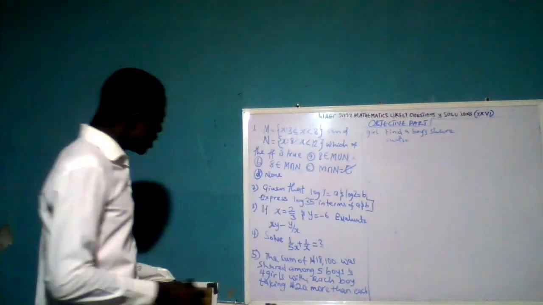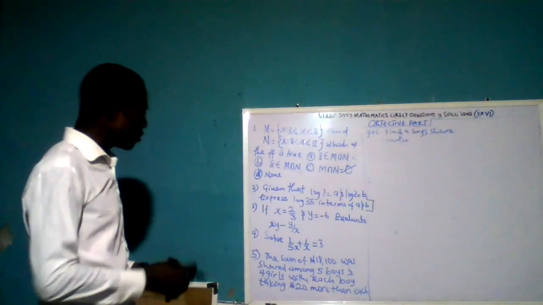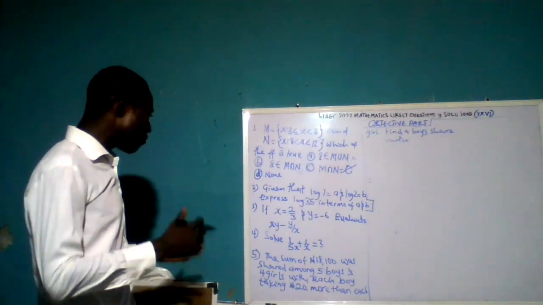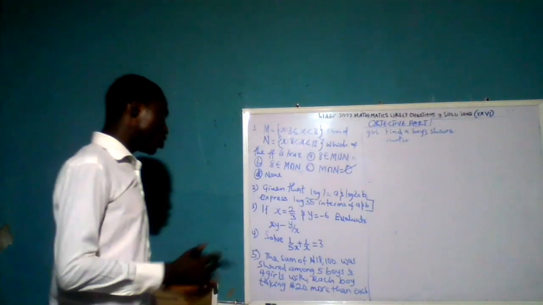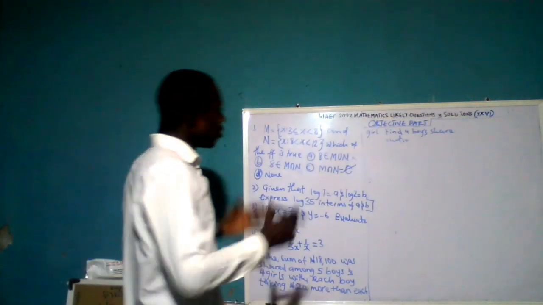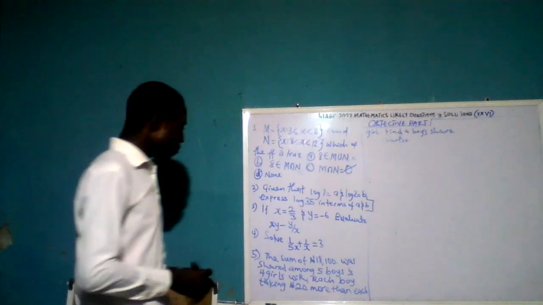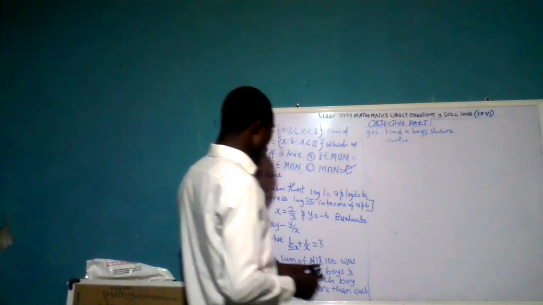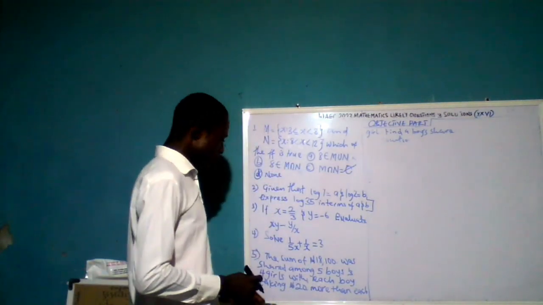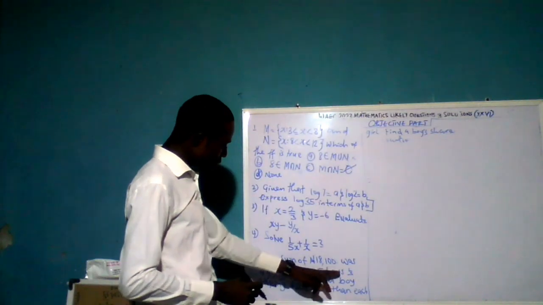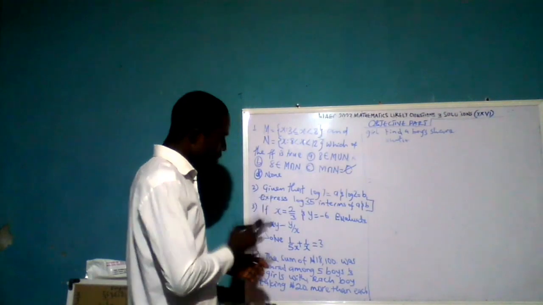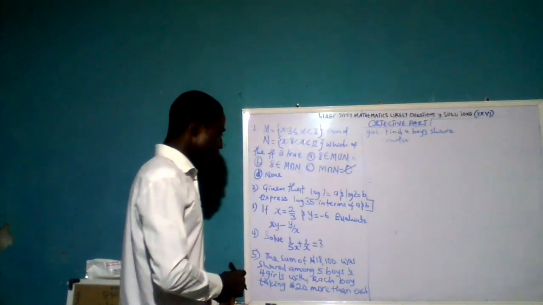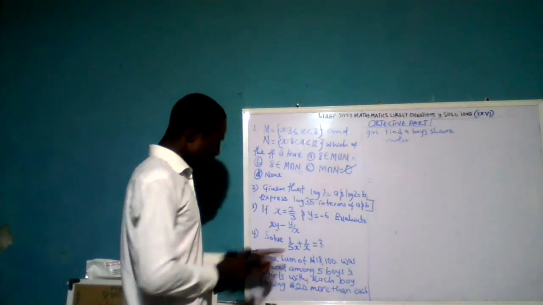The sum of 18,100 naira was shared among 5 boys and 4 girls, with each boy taking 20 naira more than each girl. Now, find a boy's share. First and foremost, this is the total sum that was shared among all of them. Out of the 9 of them, each of the 5 boys has 20 naira more than each of the girls. What does that mean?